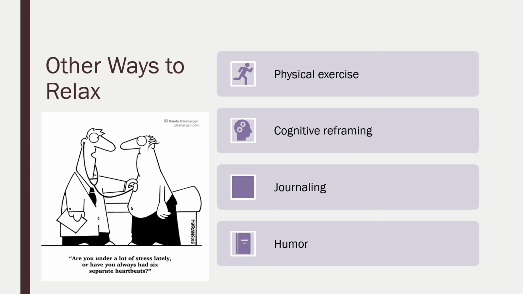Other ways to relax include physical exercise. Again, yoga, walking, biking. This causes a release of endorphins that lowers our anxiety and promotes relaxation. Cognitive reframing. This is an attempt to change the individual's perceptions of stress by reassessing a situation and replacing those irrational beliefs. Journaling also allows for a therapeutic release of stress and can ease anxiety, worry, and obsessional thinking. And the last one there is humor. A lot of people will use humor as a way to relax.